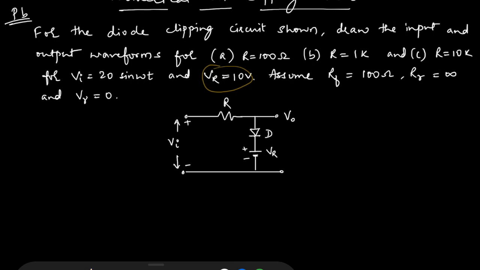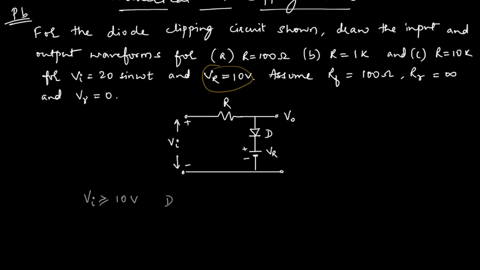Let me change the color. So if VR is 10 volts, assuming this is ideal, 10 volts is sitting here, so the output will always be 10, and for any input more than 10 volts, you will get it in the output. So for that, what we have to write is, if Vi is greater than or equal to 10 volts, your D is on.